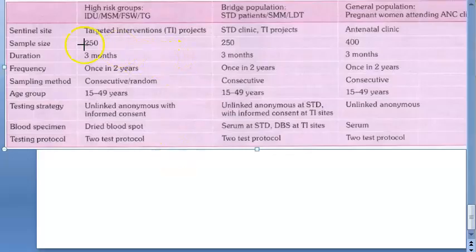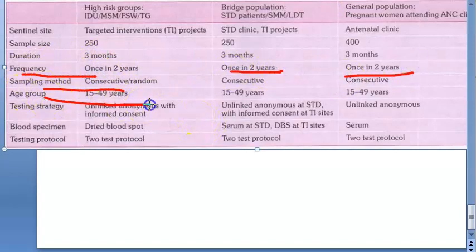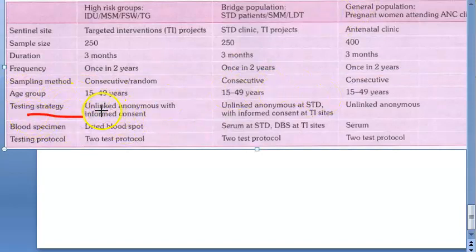So this is what they did in 2010, isn't it? They took a sample size of 250, 400 people in this group. Duration 3 months. The frequency once in 2 years they're checking, is it? Consecutive random samples, age group 15 to 49 is the target. Okay. Unlinked, anonymous with informed consent. Testing strategies, unlinked, anonymous with informed consent. Informed consent, they have taken informed consent. Here they did not take any consent, looks like. Unlinked, anonymous. Blood specimen, here they are taking is dried blood spot.